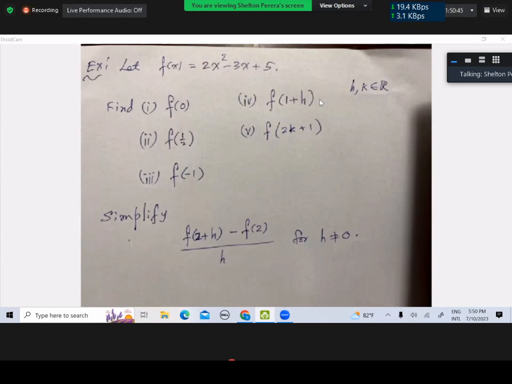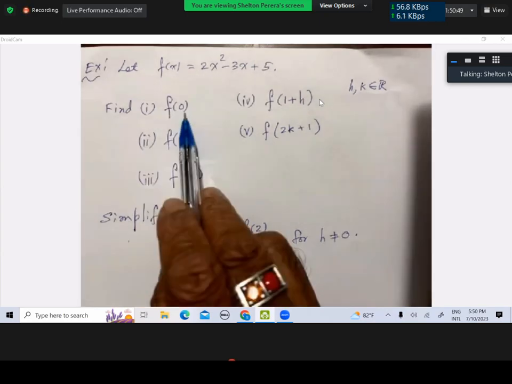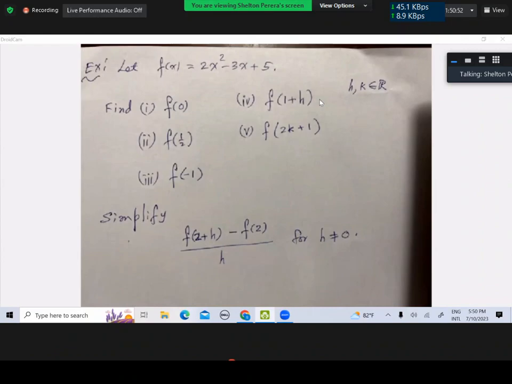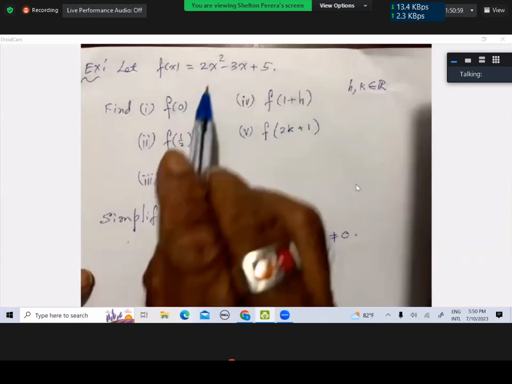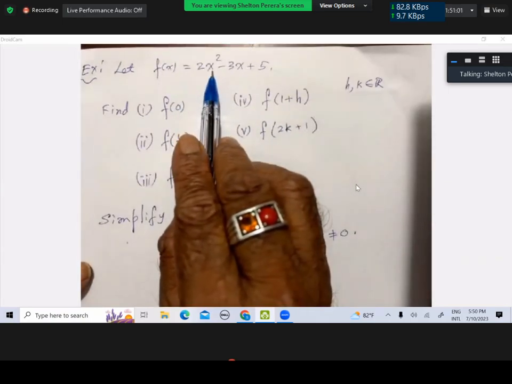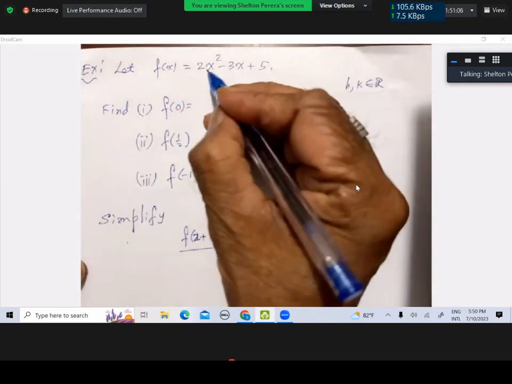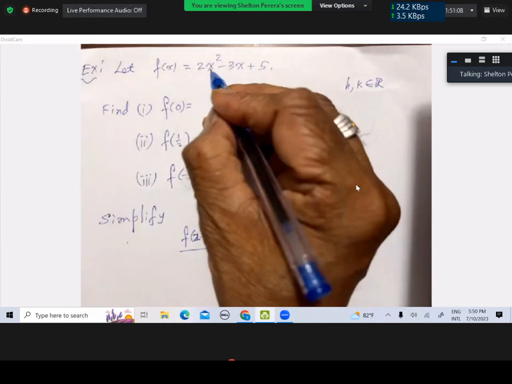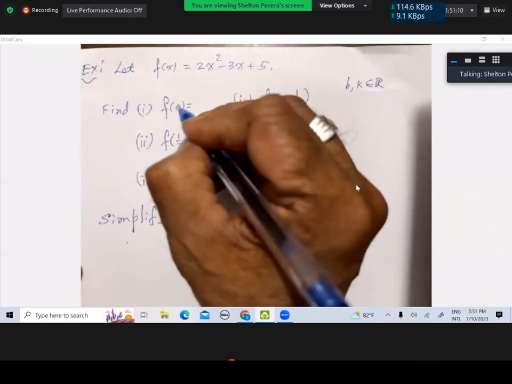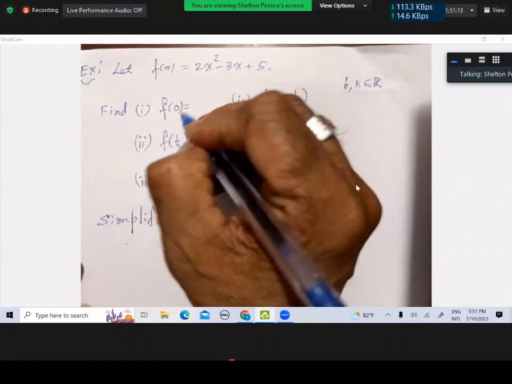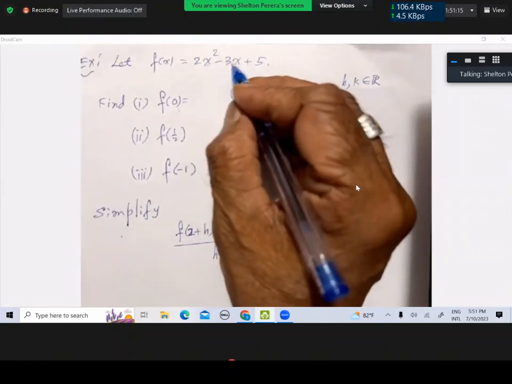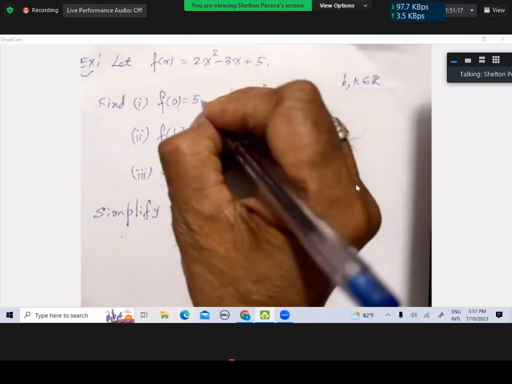Just take your time and do it. F of 0. If you put x equals 0, the answer is 2 times 0 squared minus 3 times 0 plus 5. Input is 0. 0 minus 0 plus 5. So f of 0 is 5.